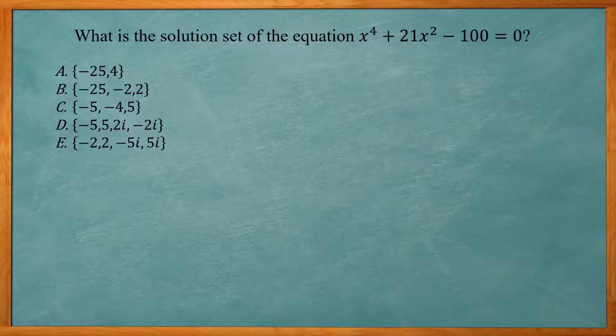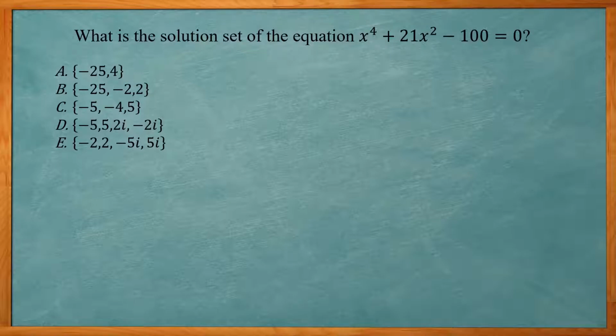Now in your algebra class, you're probably used to a quadratic, which is x squared plus x plus some constant equals 0. And you know how to factor or use the quadratic formula to come up with the solutions. But sometimes when you have x to the fourth power and then x squared, you can turn this into a quadratic and solve it that way. So let me show you how.